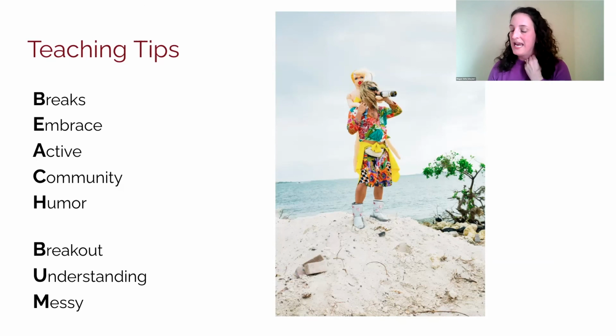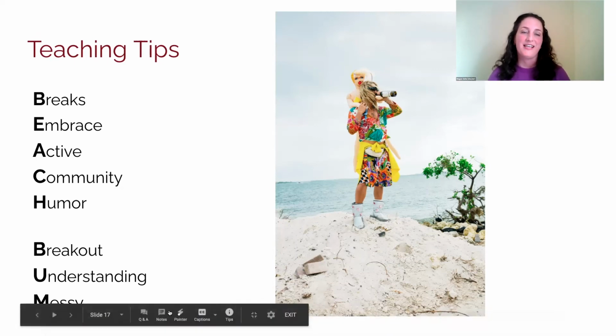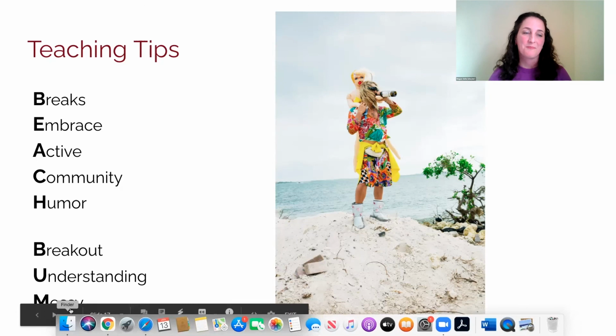U is for understand. Understand that things may not go as planned for you and your students. Be flexible. And M is for messy. Dogs will bark, doorbells will ring, kids will photobomb. Just practice humility, stay cool, and just go with the flow. It's part of our technical life, okay?